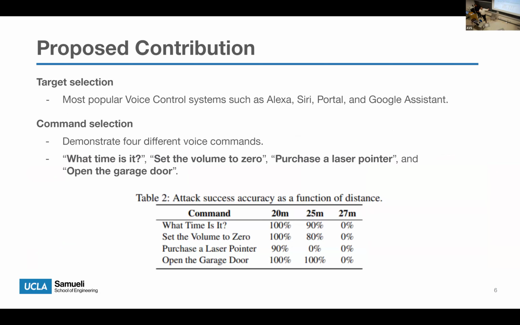And how they choose their targets is just the most popular commercial products, such as Alexa, Siri, Google Assistant. And they choose commands such as what time it is, set the volume to 0, purchase a laser pointer, or open the garage door. And we can see even within 20 meters of distance, they can achieve 90% accuracy to perform these commands. And with distance, these accuracies go down.